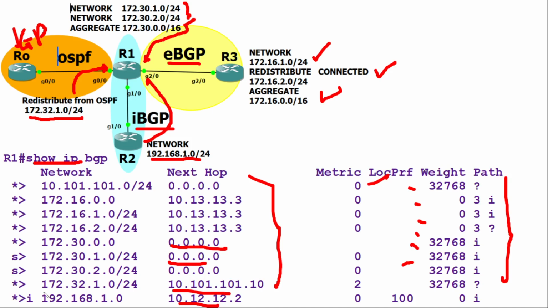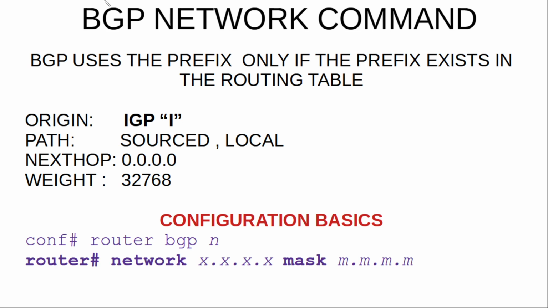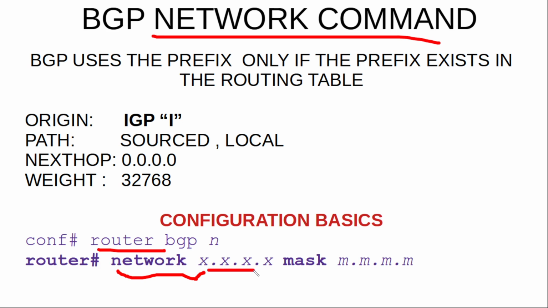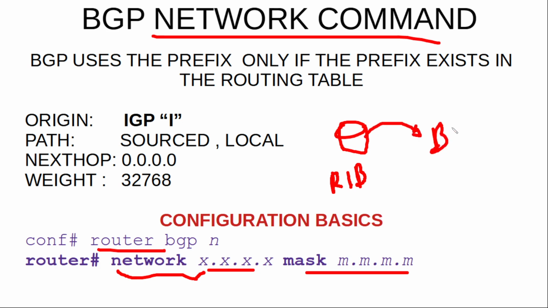So what do we see, an i here? What does that mean? We see a different symbol here. What does that mean? So let's go examine this in a fast manner. So let's see what happens if I use the network command. I have to actually go into the router mode and issue this command network. What is the prefix and what is the mask? So I will be injecting a prefix coming from the RIB into the BGP RIB with this command.